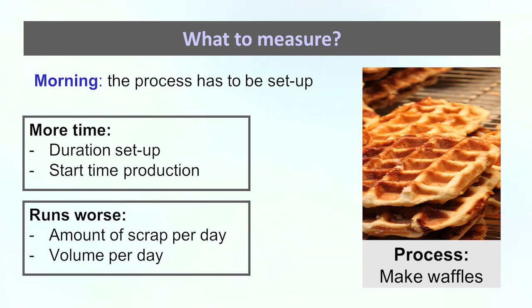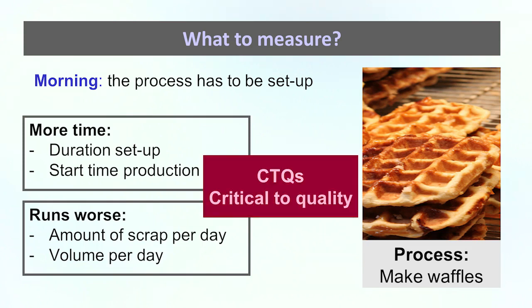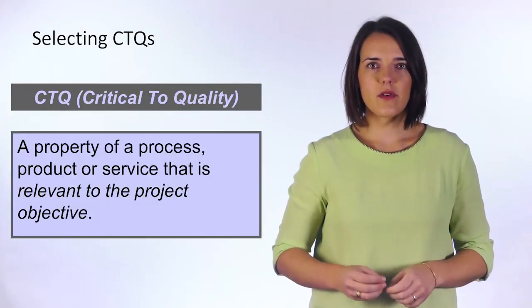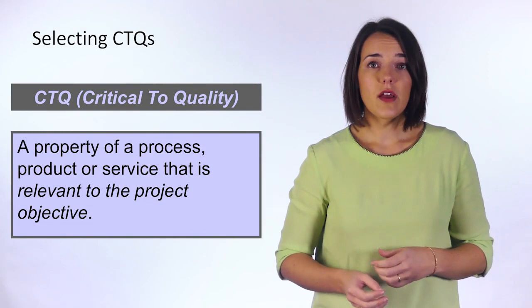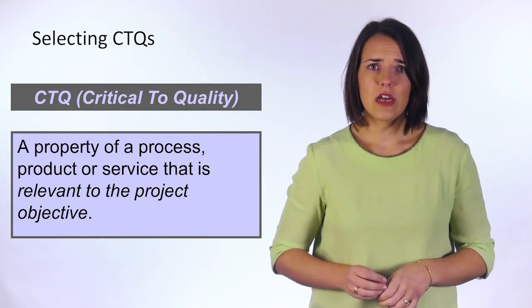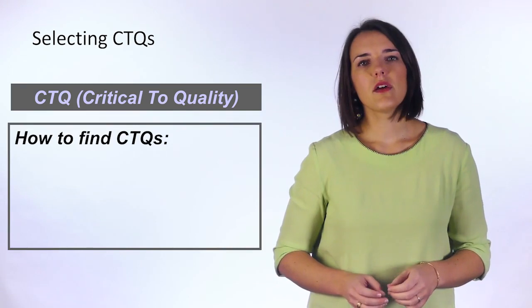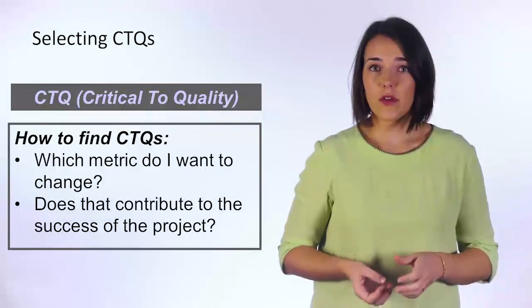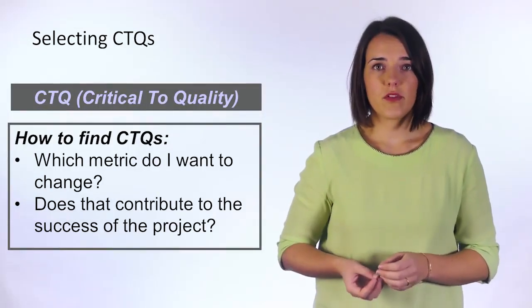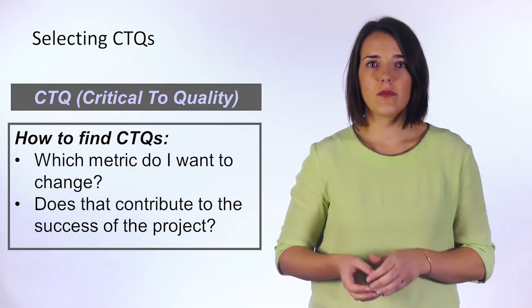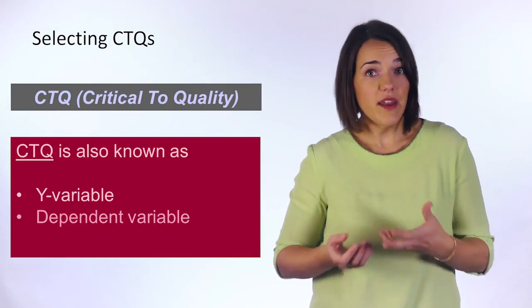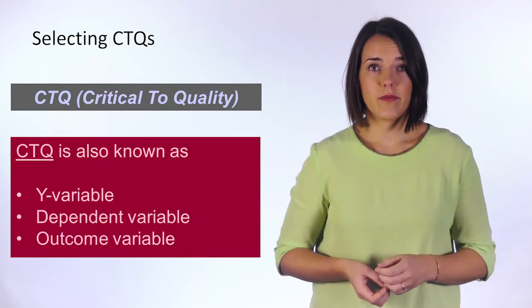These characteristics are called your CTQs, or your critical to quality characteristics. But what exactly is a CTQ and how do you find it? A CTQ is a property of a product or a service that is relevant to your project objective. You can find it by asking yourself, what is the metric I want to change? And will your project be successful if I do that? In Lean Six Sigma terminology, this metric is called a CTQ. In other fields, however, this is often called your Y variable, your dependent variable, or the outcome variable.